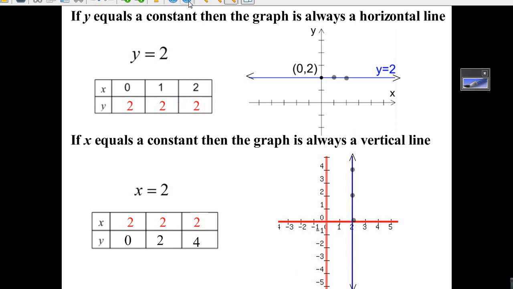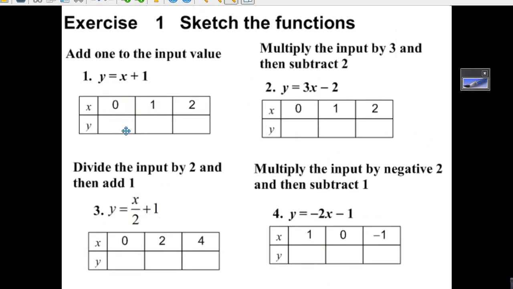Okay, you're going to be given some questions like this where you put in values into the function that you're given, and you put in the x values and find the y values. I've been nice to you here and I've chosen some x values that will make it a little bit easier. And then there's some other questions that are a little bit more challenging in the second exercise.